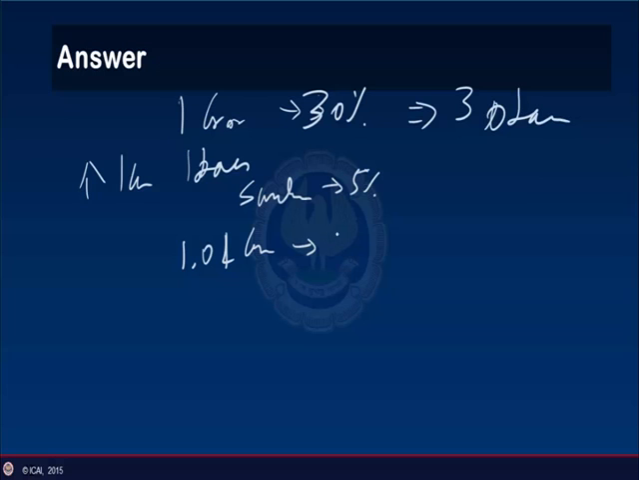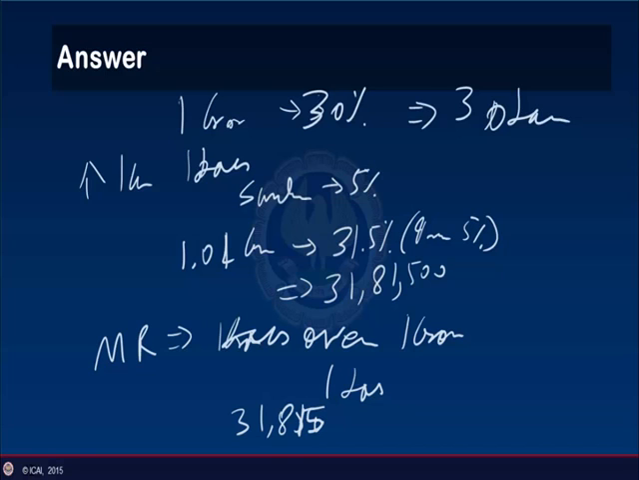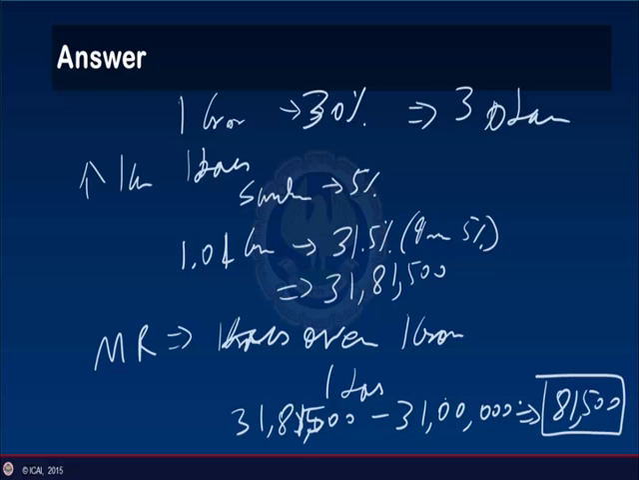For 1 crore 1 lakh, the rate of tax would be 31.5%, which actually includes that surcharge of 5%. So it comes out to 31,81,500. However, there is a marginal relief here. As income only exceeds 1 crore by 1 lakh, the tax payable cannot be more than 1 lakh over the 31 lakhs. Hence, the marginal relief would be 31,81,500 minus 31 lakhs. So the marginal relief is 81,500, and the person has to pay 31 lakhs.